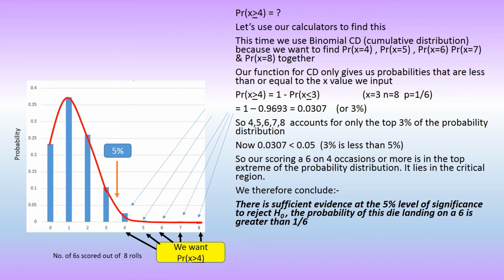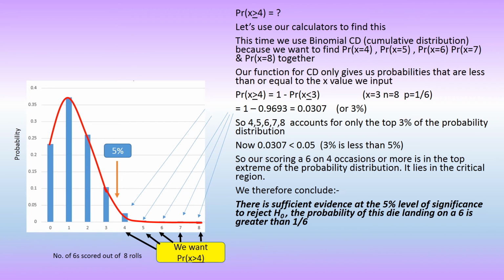So we therefore conclude that there is sufficient evidence at the 5% level of significance to reject the null hypothesis. The probability of this die landing on a 6 is greater than 1/6. So that sentence there in bold is really, really important, and that's our conclusion. And there's 2 parts to that, so you get a mark for each in an exam.